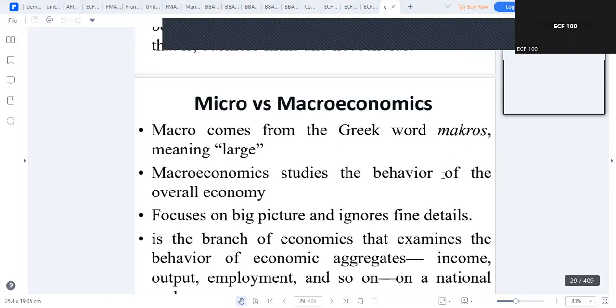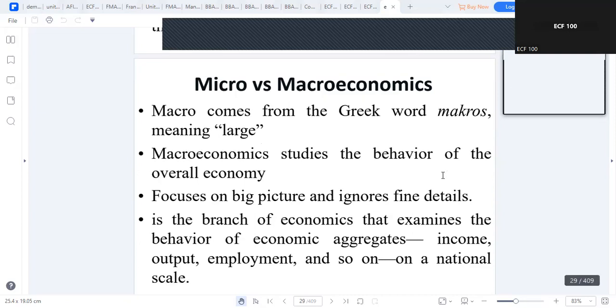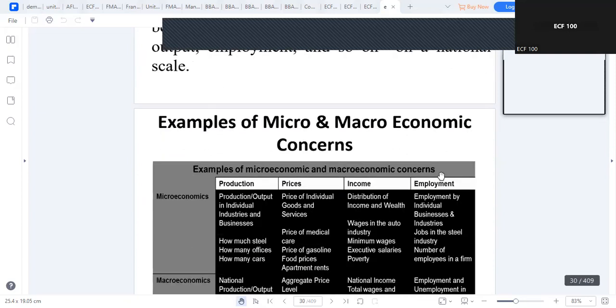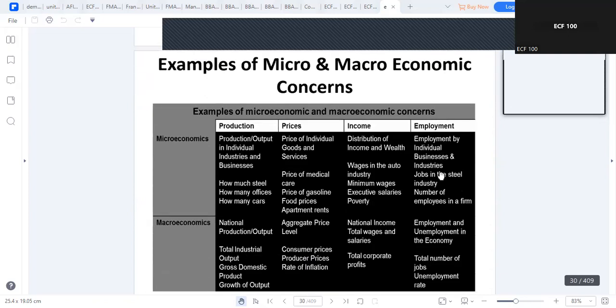So we have two key branches, micro and macro. Macro also comes from a Greek term which means macros, meaning large. So when you're dealing with macroeconomics, we're basically looking at the overall economy as a whole, the bigger picture. It ignores the small, fine details. So the branch of economics that examines the behavior of the aggregate economy, the income, the employment, on the national scale, that is what we call macroeconomics. So we can therefore distinguish the two as follows.